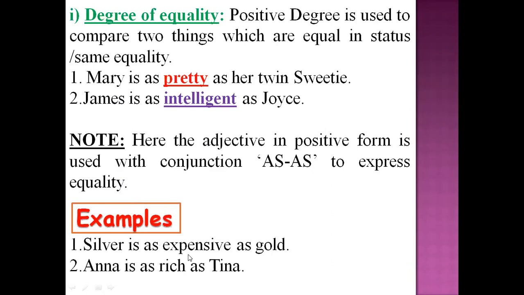Silver is as expensive as gold. Anna is as rich as Tina. In these two examples also, we are comparing these two things, like silver and gold, but they are equal in status. Anna is as rich as Tina. We are comparing these two persons. These two persons are in equal status.